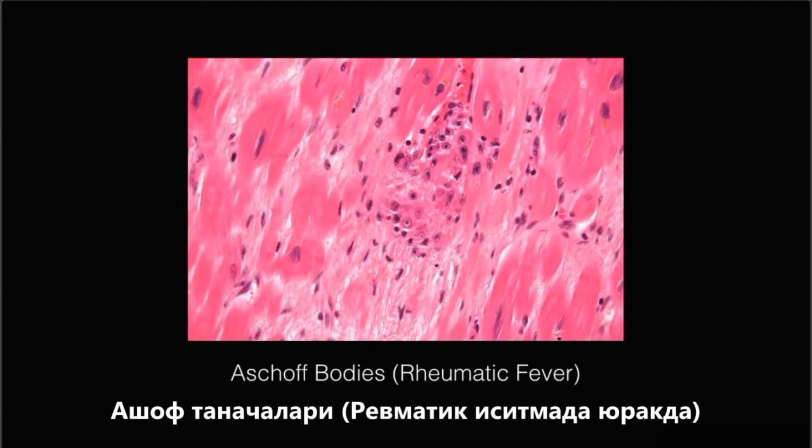This is an Aschoff body, or I should say Aschoff bodies. You see these in the muscle of a patient who has rheumatic fever. So this is in their heart muscle.